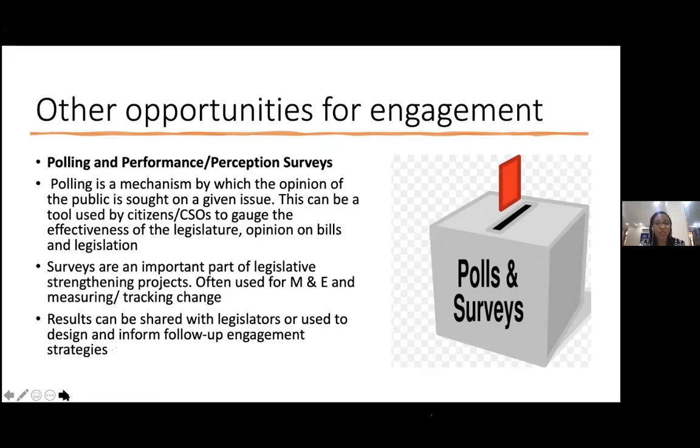And for those doing legislative training projects, surveys are also very, very important because it's for M&E and for measuring or tracking change. But generally, perception surveys and opinion polls are very, very important for getting public opinions on legislative issues. So the results can be shared with legislators and can be used to design and inform follow-up engagement strategies. For PLAC, we do this on all of our legislative training projects. Even some of them we publish, some of them we don't publish, but it is very, very important to us, and we use it to inform and design our legislative interventions.